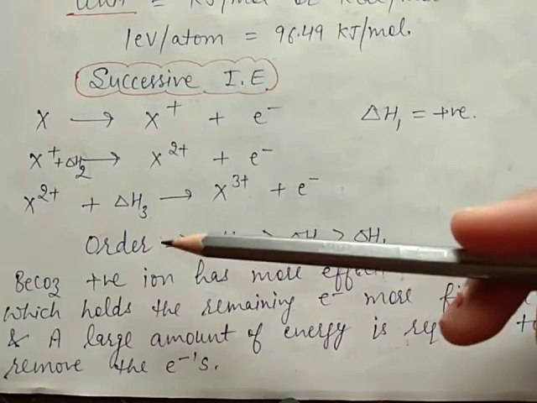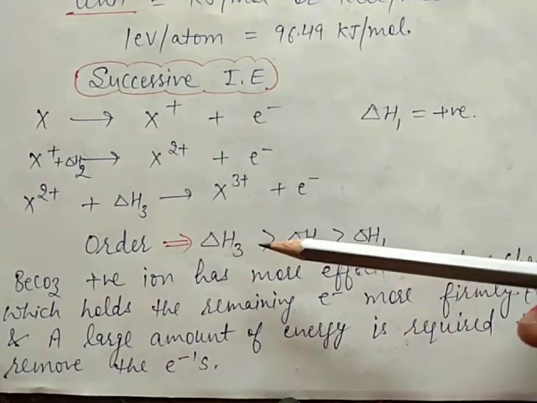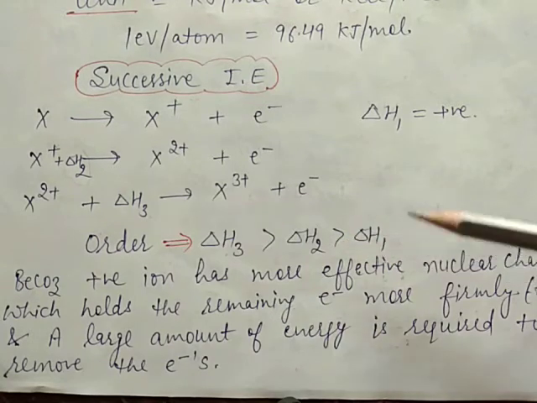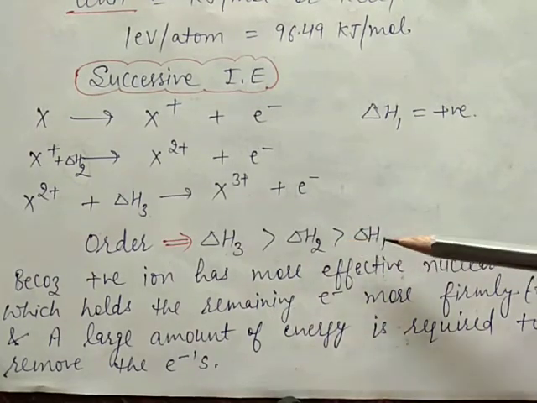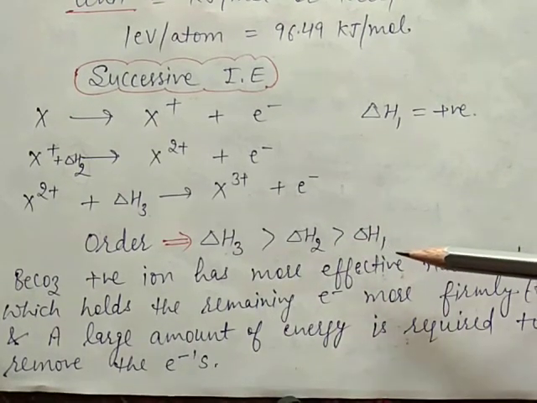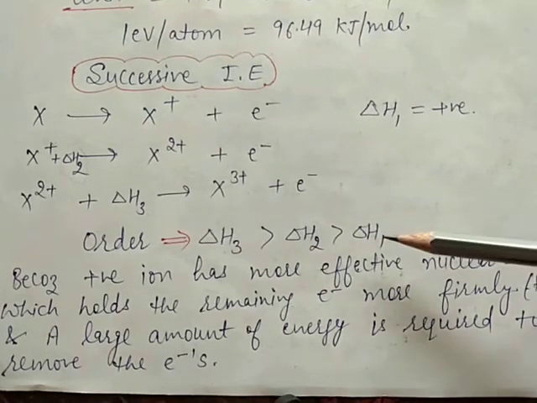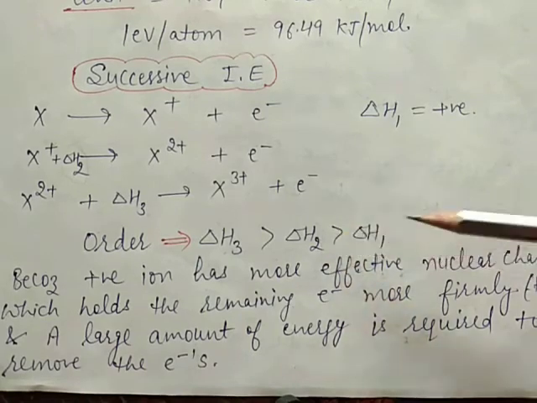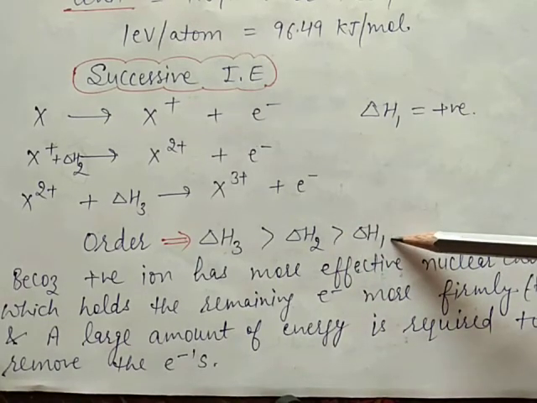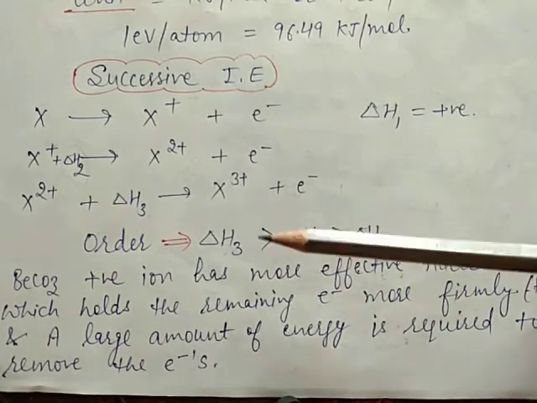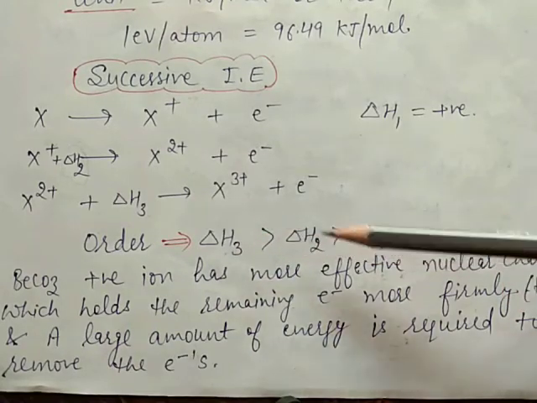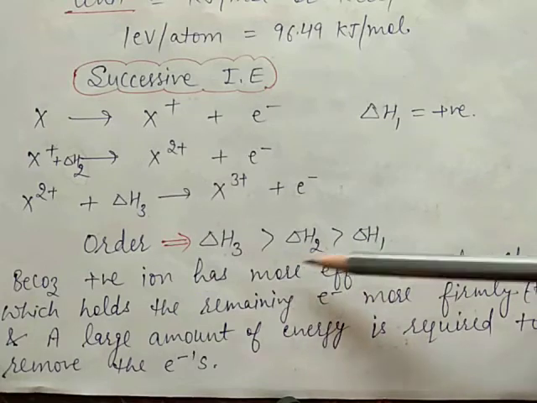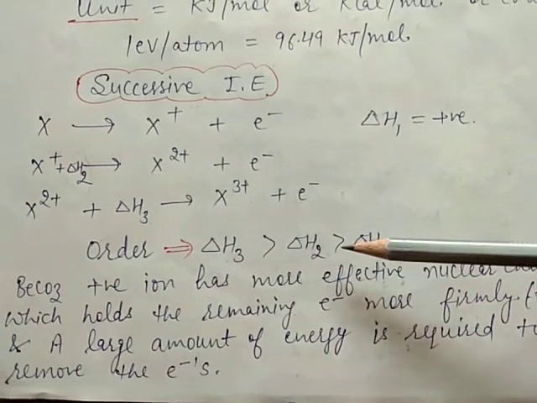The order of ionization enthalpy is that the third is higher than the second, as compared to the first ionization enthalpy. We can say that the second ionization enthalpy is higher than the first one, and similarly the third ionization enthalpy is higher than the second one. What is the reason behind it?